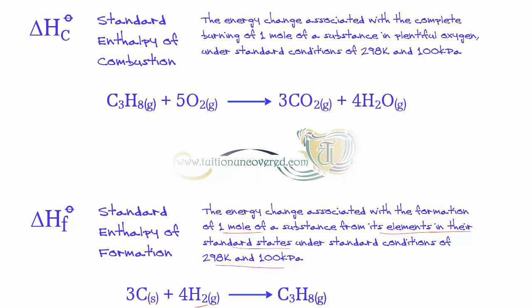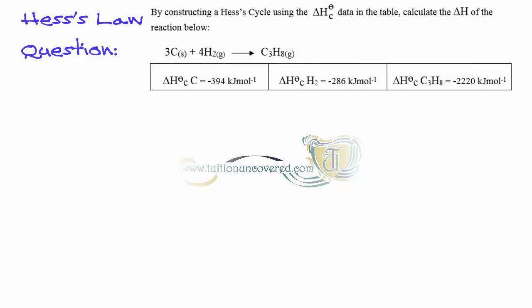Now, having understood these particular definitions and what an equation for each of those would look like, let's now look at a typical question. So here, a Hess's Law question could simply ask you, pretty directly, to construct a Hess's cycle using the delta HC, the combustion information in the table, calculating the enthalpy change for the reaction below. And here's a reaction, which, as you've already seen in a previous page, happens to be the formation of propane, 1 mole of a substance from its elements in their standard states.